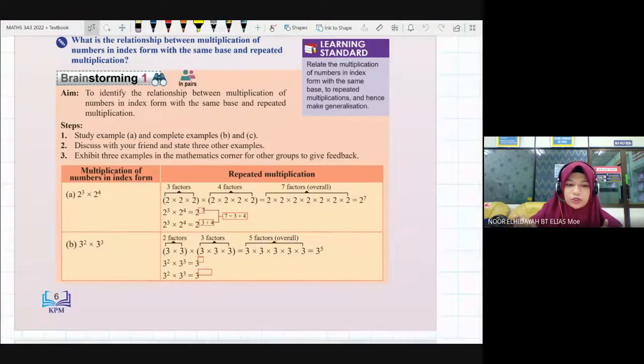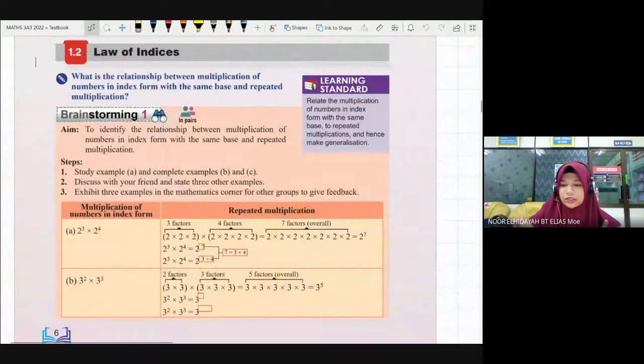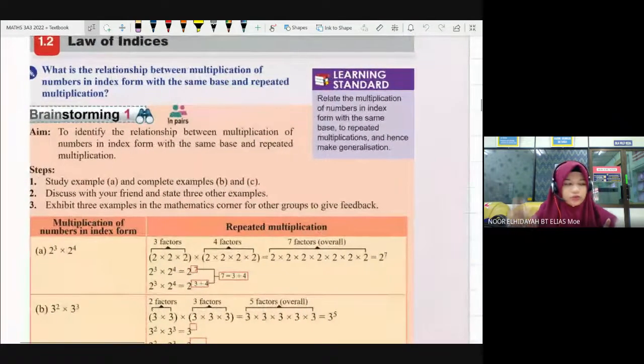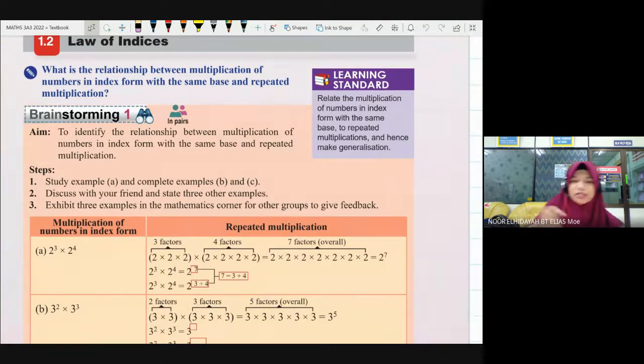Sebelum tu kita akan tengok dulu apa the learning standard kita untuk hari ini. The learning standard for today is to relate the multiplication of numbers in index form with the same base to repeated multiplication and hence make generalization. This is actually relates to the law of indices. Law of indices ni ada 5 law of indices yang awak perlu tahu.